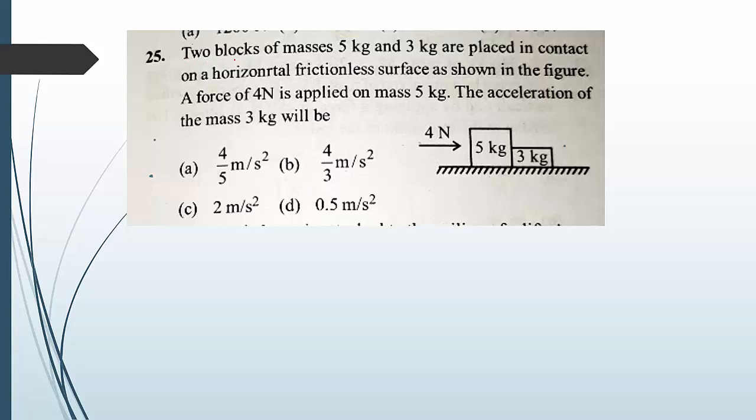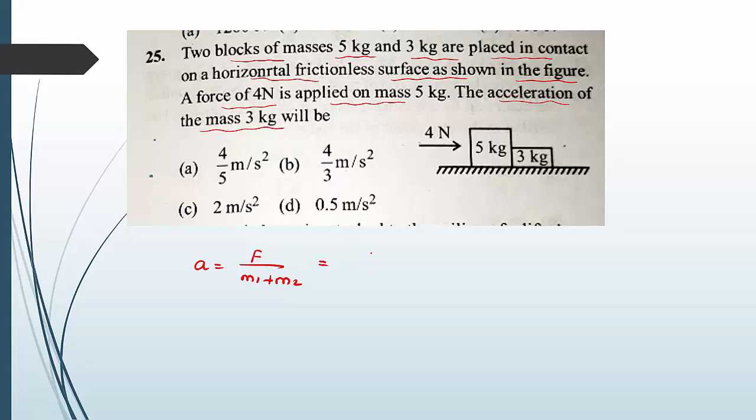25th question. Two blocks of masses 5 kg and 3 kg are placed in contact on a horizontal frictionless surface as shown in the figure. A force of 4 Newton is applied on the mass 5 kg. The acceleration of the mass 3 kg will be? We already solved these questions in the first session. You can remember both blocks will move with the same acceleration because both are in contact with each other. Between them there is a contact force. So we can directly use the formula a equal to F divided by m1 plus m2. Remember this direct formula.